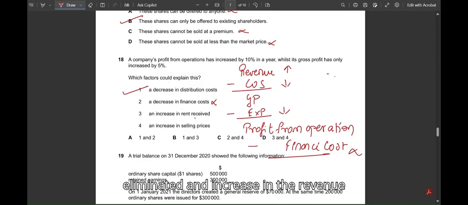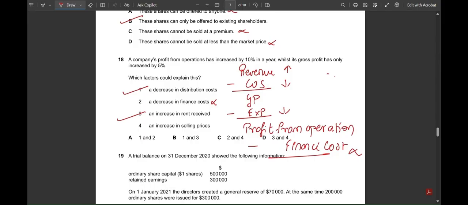And increase in the revenue received. Yes, this also could be the answer, because from gross profit we add other incomes. So if my other incomes are increasing, my profit from operations would also increase. So that is included.